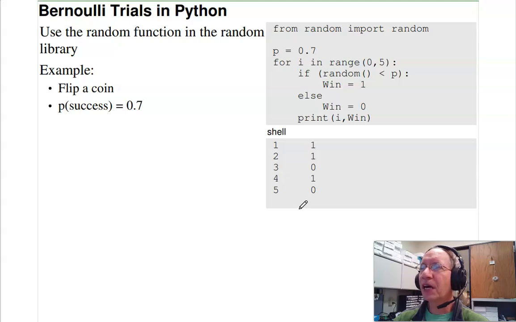In Python, I can do Bernoulli trials with the rand function. For example, suppose the probability of success is 0.7. I can flip a coin 5 times with a probability of 0.7, and if the random number is less than 0.7, that was a success. Otherwise, it was a failure. If I run that, here we got 3 successes out of 5.